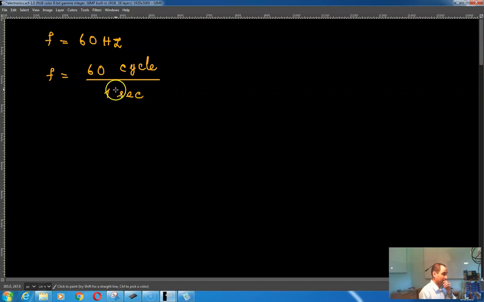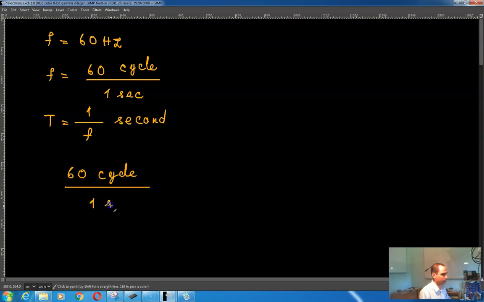Therefore your period, your T, would be equal to basically 1 over your frequency, in seconds, 1 over f in seconds. And the reason why that happens is that over here we are saying that we have 60 cycles in 1 second. 60 cycles in 1 second.